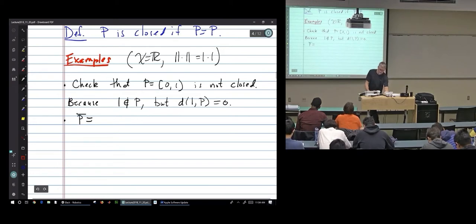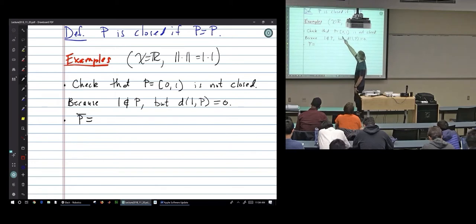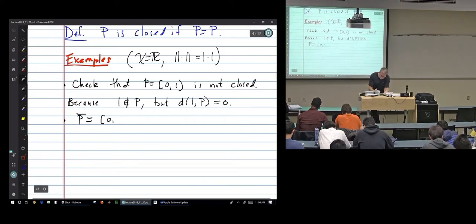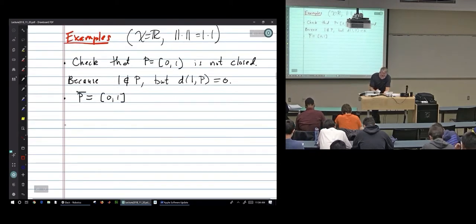What would be the closure of that set? Set of all points that I can approximate arbitrarily closely by elements of P. I don't want the half-open interval. I want the fully closed interval. Okay, so that's the closure of P. Now, here's a little more interesting one. Let's let P be the rational numbers.